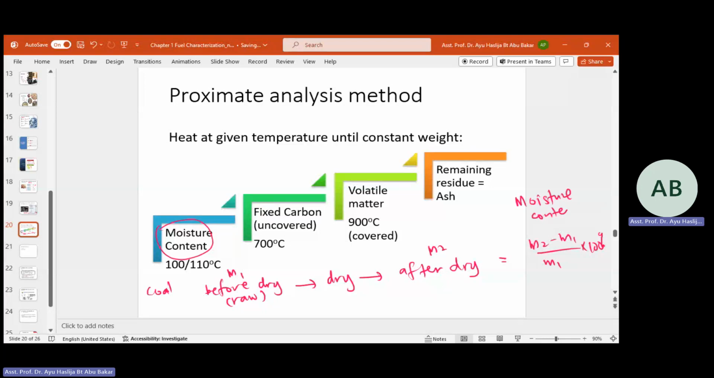Then this moisture content analysis at this temperature only. Sebab air kan, H2O, vaporize at this particular temperature. Then the fixed carbon, we will use furnace at this particular temperature to know the leftover solid. Itu fixed carbon.